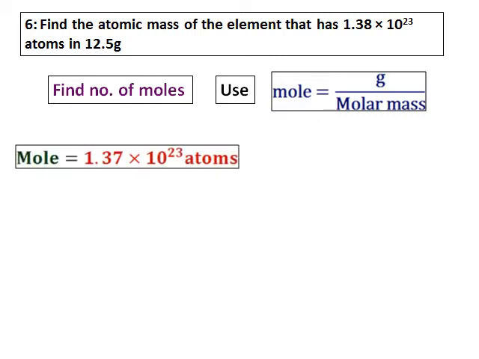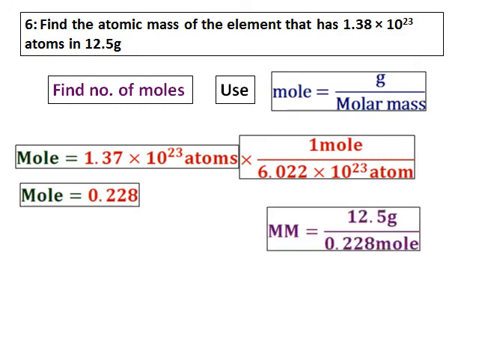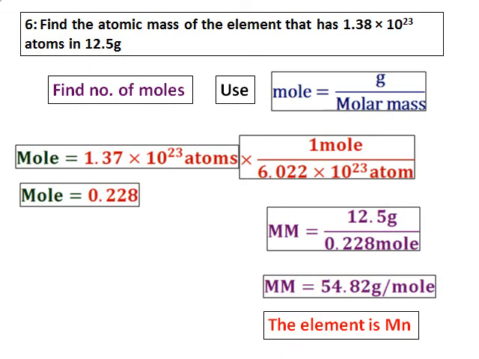When you calculate the moles, I will use the number of atoms given, and you know that in 1 mole I have Avogadro number of atoms. So divide by the Avogadro number to get the number of moles. Then once we get the moles, use the formula mole equals gram over molar mass, and I get the molar mass as 54.82 grams per mole. Since this is an element, this is the atomic mass, and when you look at the periodic table, I realize that this element is manganese.